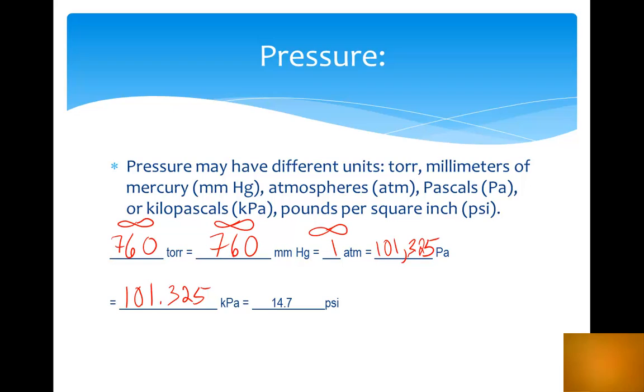Now you'll notice I'm drawing the infinity symbols because for our purposes you will not need to worry about sig figs for torr, millimeters of mercury, or atmospheres. Those are considered exact numbers. However, here in our pascals, this is a rounded number of 5 sig figs. Our kilopascals, rounded number of 5. And 14.7 is 3 unless we add a 0, in which case 4 sig figs. Now remember, all these expressions allow us to convert. So let's practice converting.